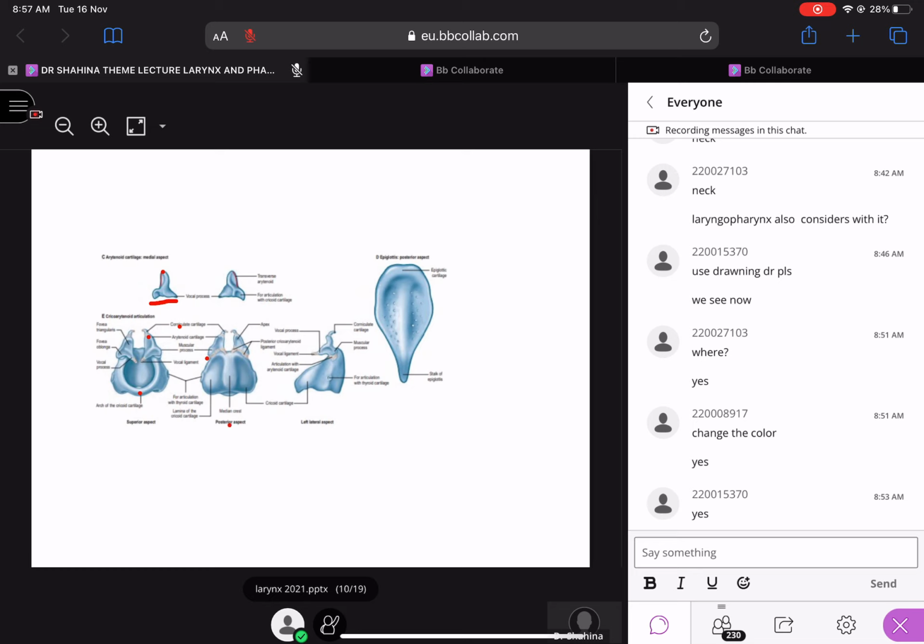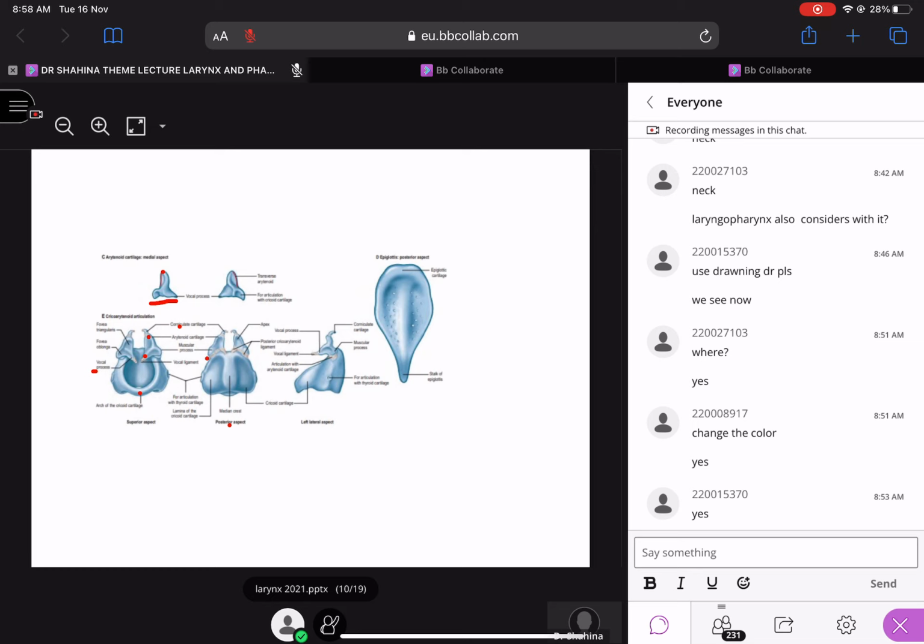So now concentrate here. Anteriorly, this part is called the anterior process. This is the extension of the base anteriorly, so this is called the anterior process or the vocal process. This gives attachment to the vocal cord or the vocal ligament.